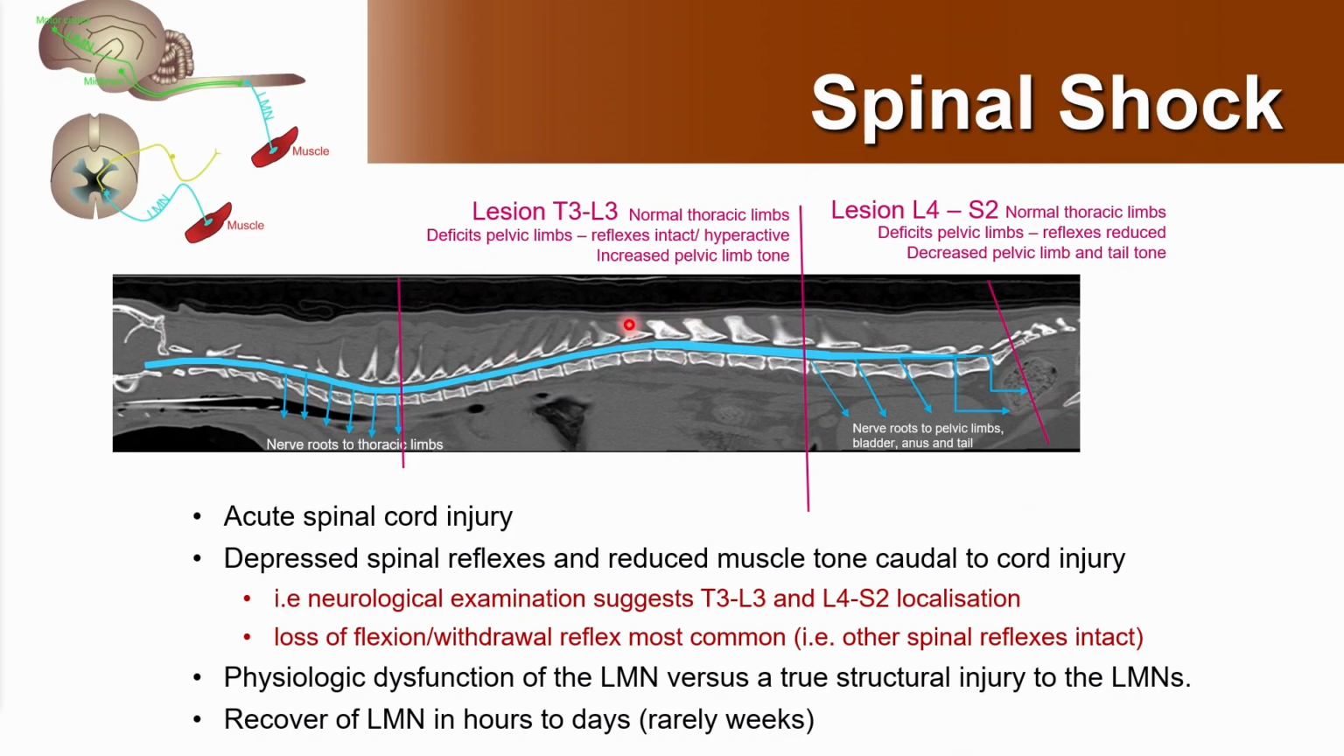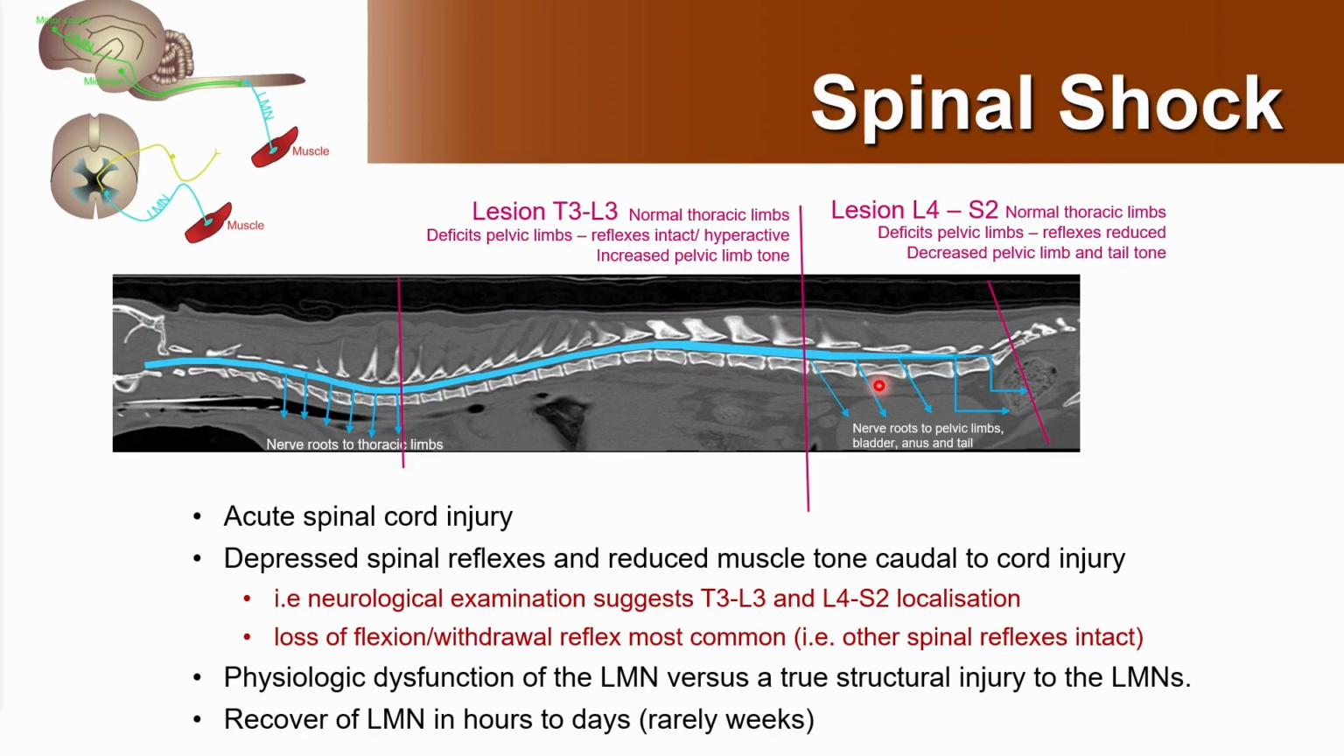So you have an injury in this region here, and you have signs that localize to that region, for example, a panniculus cutoff, but you also have signs that suggest a problem here, with low muscle tone and loss of the flexor withdrawal reflex. Usually the other spinal reflexes are intact in the dog and the cat. In the human, that may not be the case. And this is a physiological dysfunction of the lower motor neuron rather than a structural injury to them.